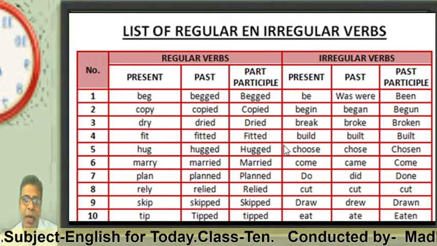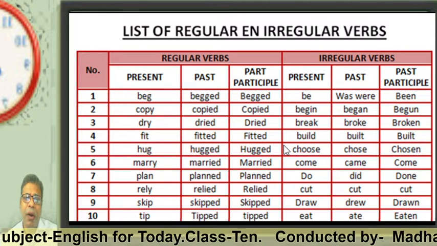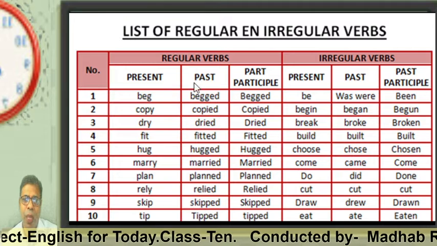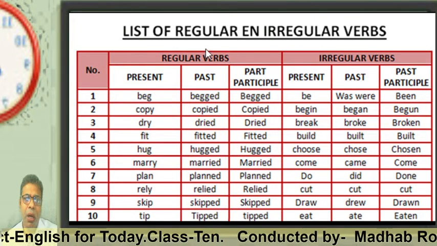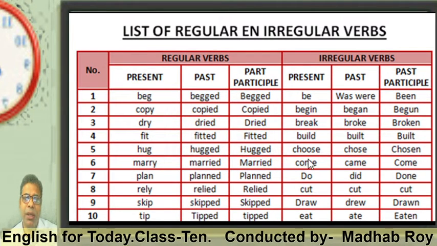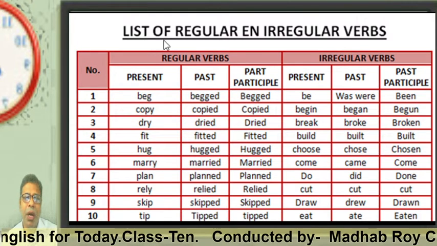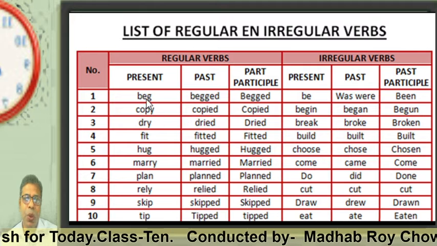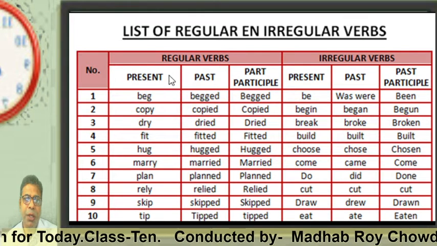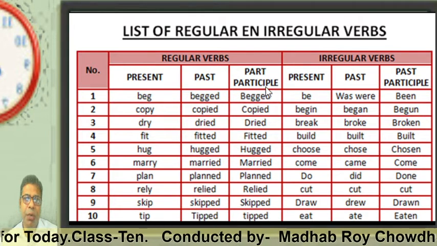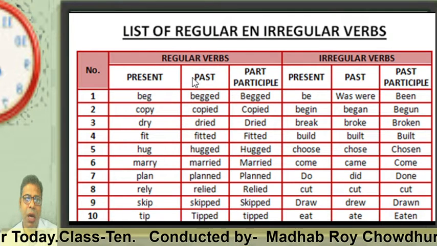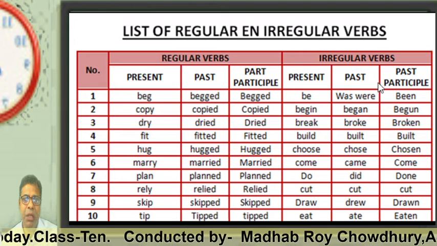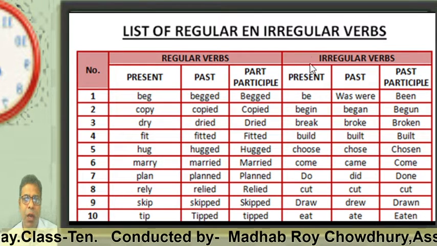For your understanding, I only wrote 10 verbs. This is called a regular verb, and this is called an irregular verb. List of regular and irregular verbs. Present, past, past participle for the regular verb. Present, past, past participle for the irregular verb.